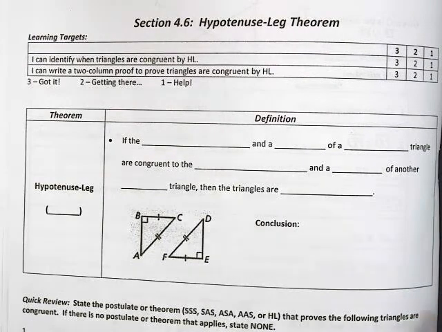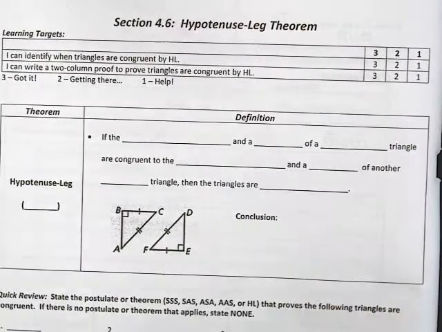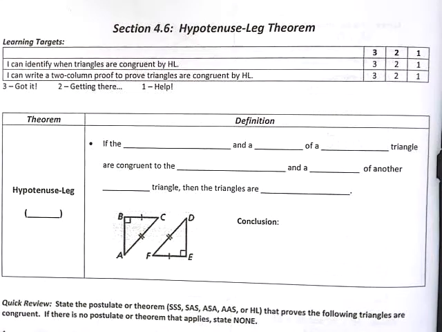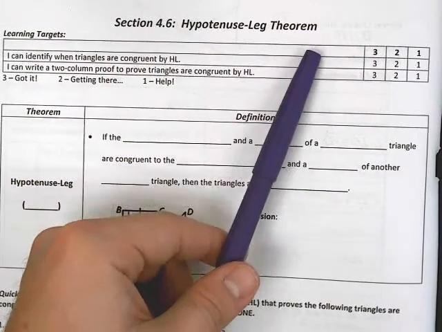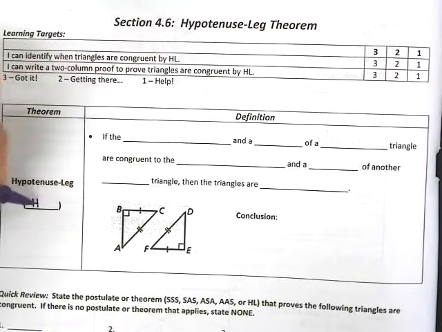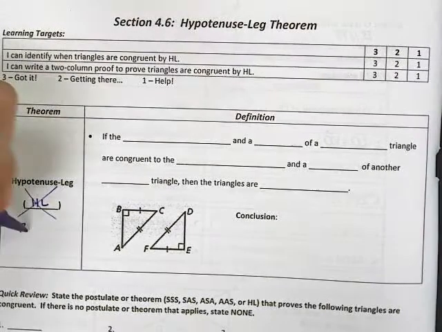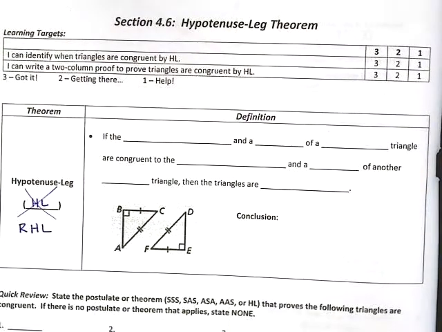Today we are going over a new theorem that will allow us to solve for congruent triangles. We call it the hypotenuse-leg theorem. For short, we can use HL, but actually, what I'm going to do is cross this off. I want to see RHL. And I will show you why in a second, okay?